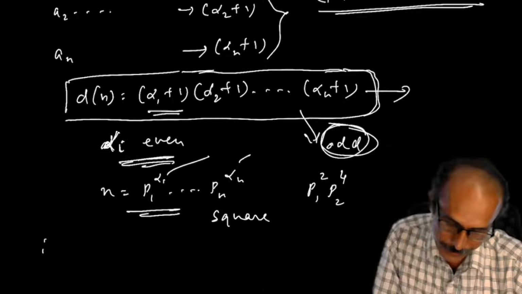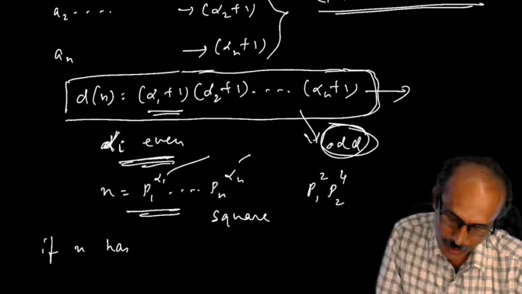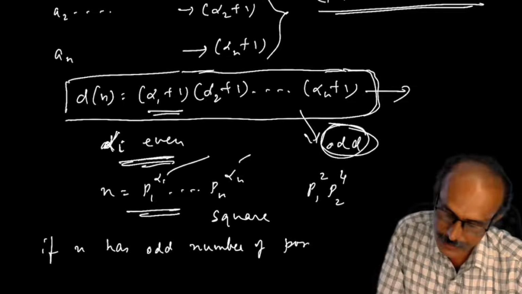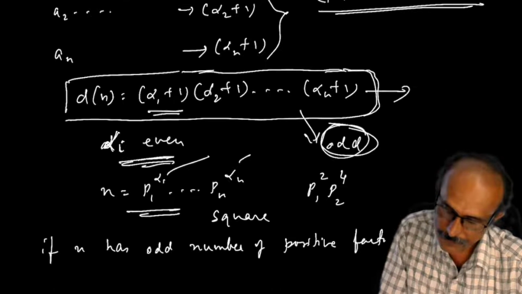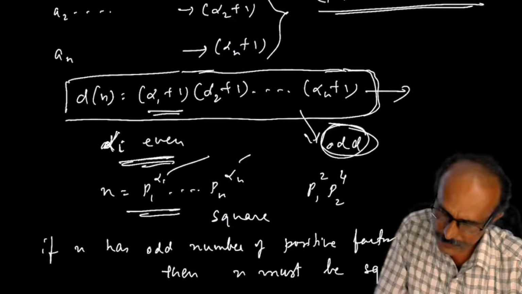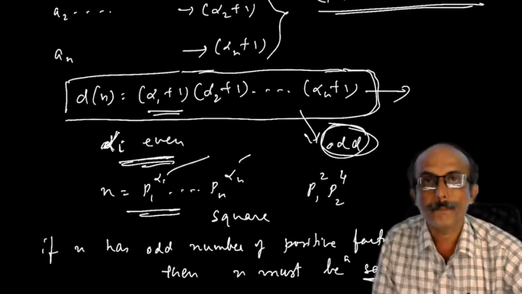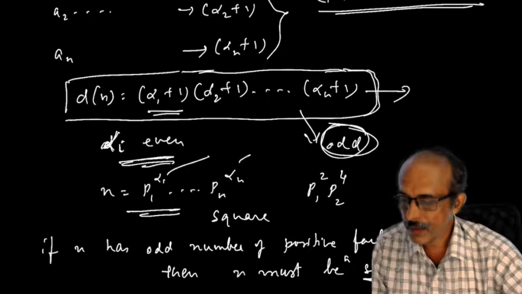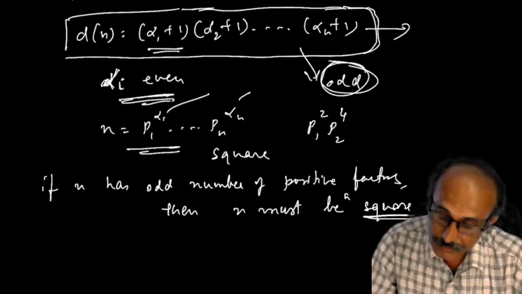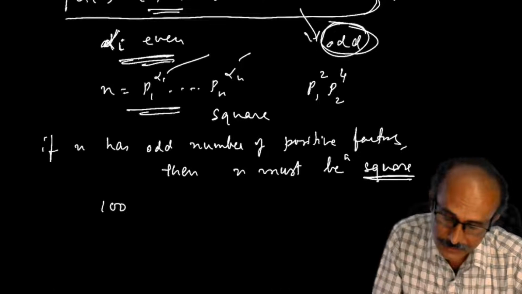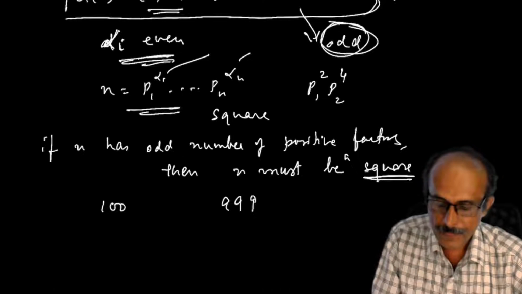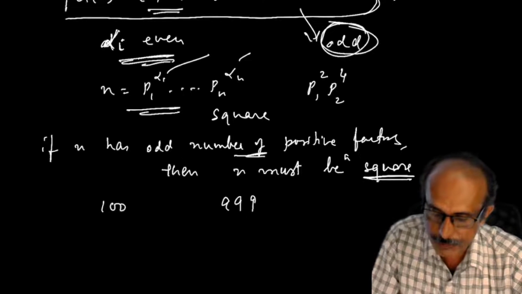So we have noted that if n has odd number of positive divisors, positive factors, then n must be a square. N must be a square. Therefore, the numbers between 100 and 999 we are interested in, which have odd number of factors, we have just seen that they should be squares.